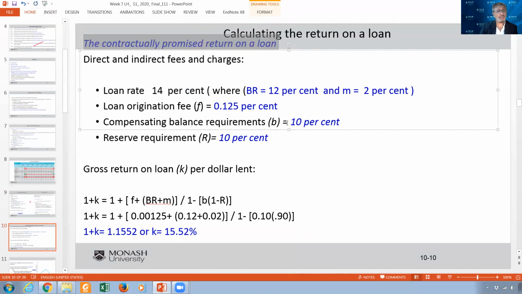The contractual is, I give you PR 12, basic rate, and premium is 2%. The fees is 1.25%, 0.125%, which is 12.5 basis points. The compensation balance 10% and the requirement 10%. You just use the formula, and you will find the K to be 15. Remember that when they told you it's only 14%, but actually what you end up paying is 15.25 if you put it to the formula and you take all those two considerations.